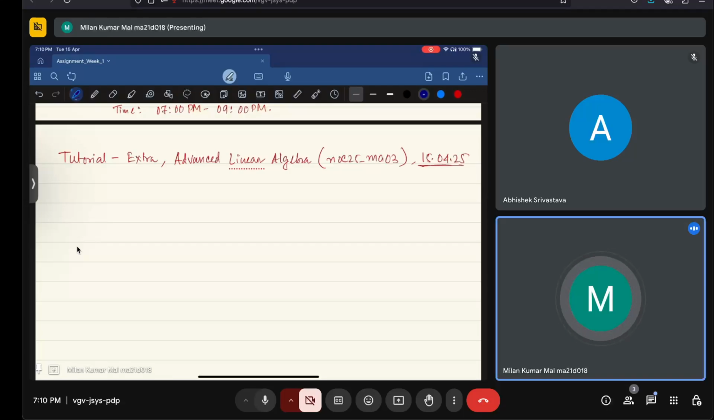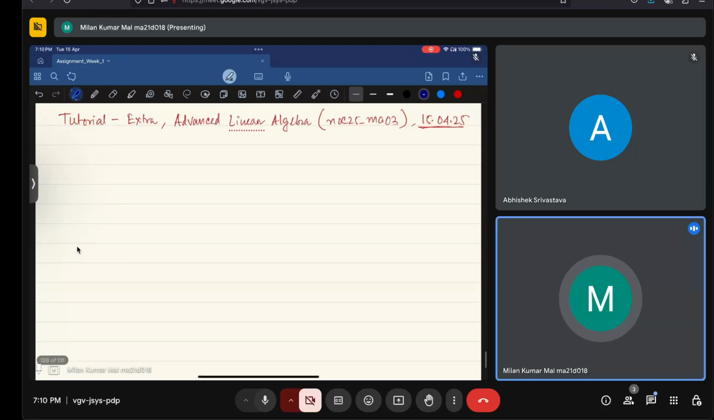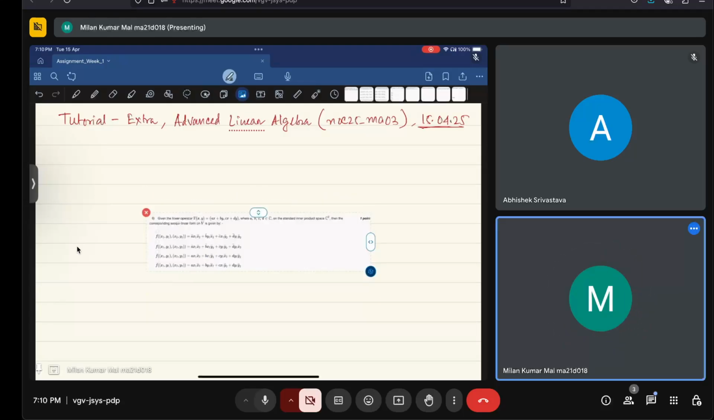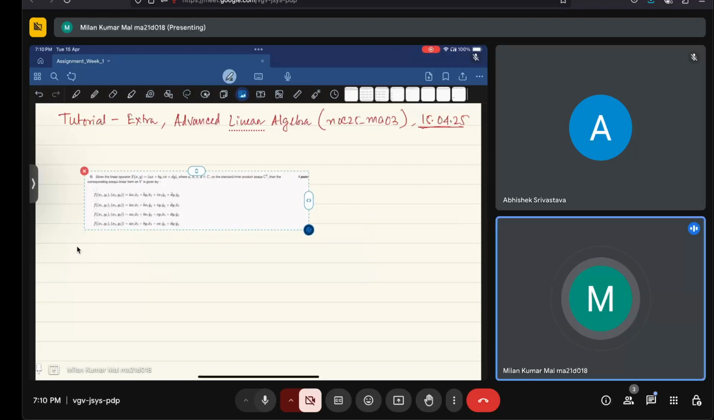Okay, so in today's class, I will mainly discuss some of the problems which remained to be solved in the last class, and I will also do some problems related to quadratic forms. So first, let's do some problems. I think we have done this problem. So let's do this problem.